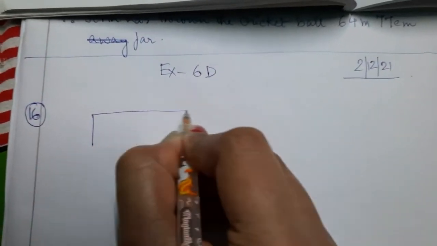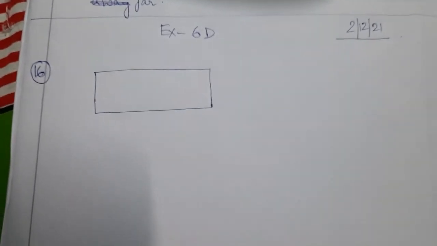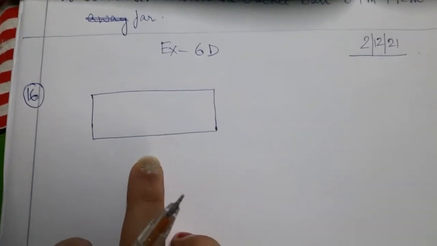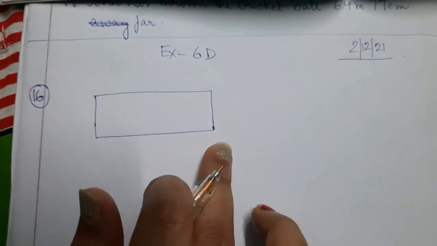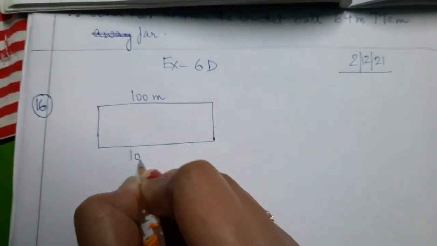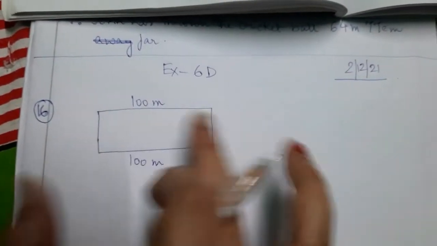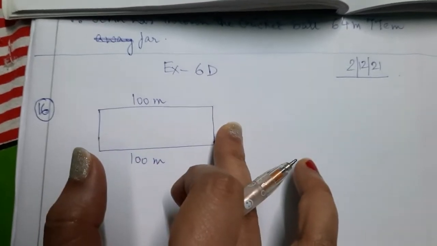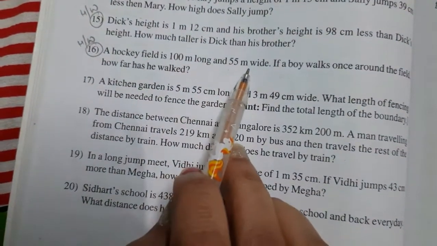So let's draw a rectangular box first. So let's say that this is a hockey field. What is the next thing? 100-meter long. Long means the length, isn't it? Length is 100 meter, 100 meter. Because a box has four sides, two lengths and two breadths, isn't it? So 100 meter, 100 meter. Clear?